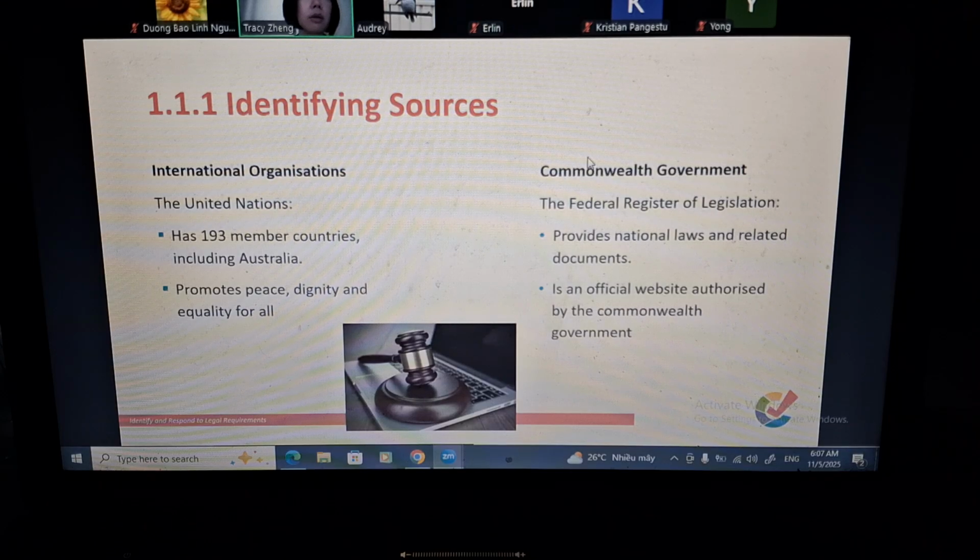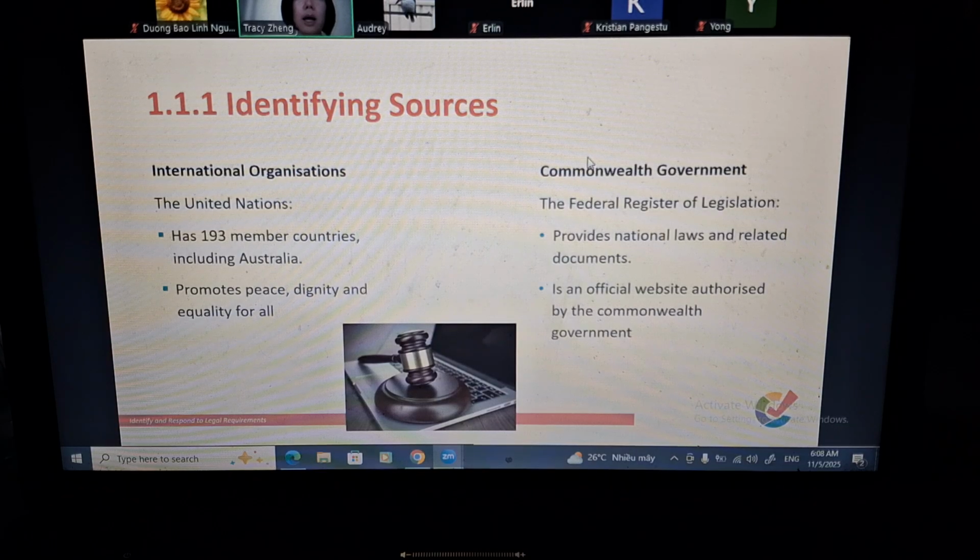For example, you can get that information from the United Nations, or, related to us, the WHO, World Health Organization, right? These international organizations do publish a lot of information regarding legal requirements. As you can see, the United Nations has 193 member countries, including Australia. We do follow those international laws, which promote peace, dignity, and equality for all humans, right?